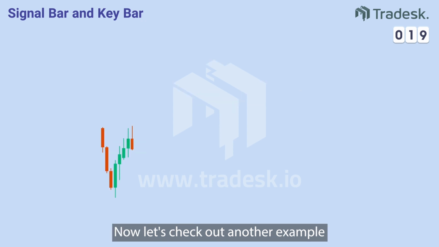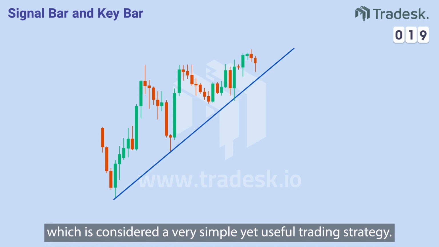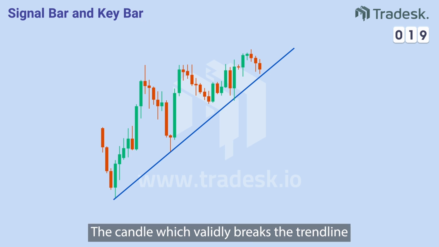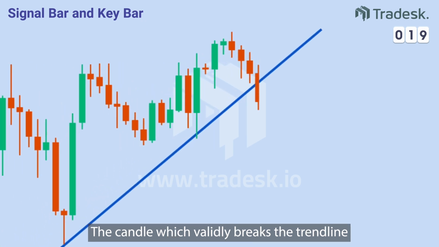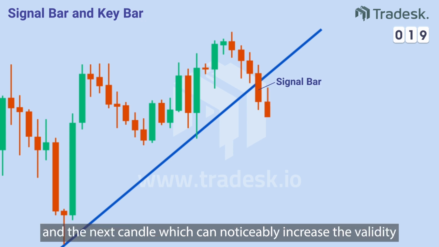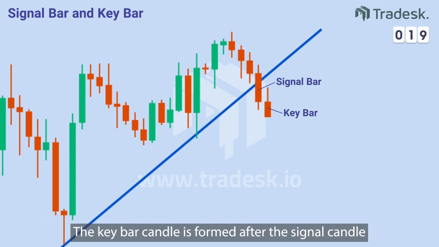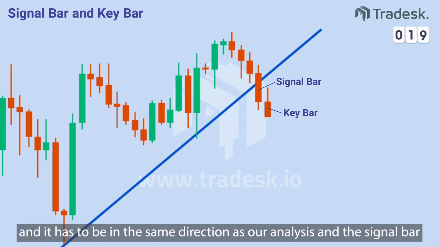Now let's check out another example where we can analyze the signal and key bar candles in trendline breakouts, which is considered a very simple yet useful trading strategy. The candle which validly breaks the trend line is considered our signal candle, and the next candle which can noticeably increase the validity of our analysis is the key bar candle. The key bar candle is formed after the signal candle and it has to be in the same direction as our analysis and the signal bar.